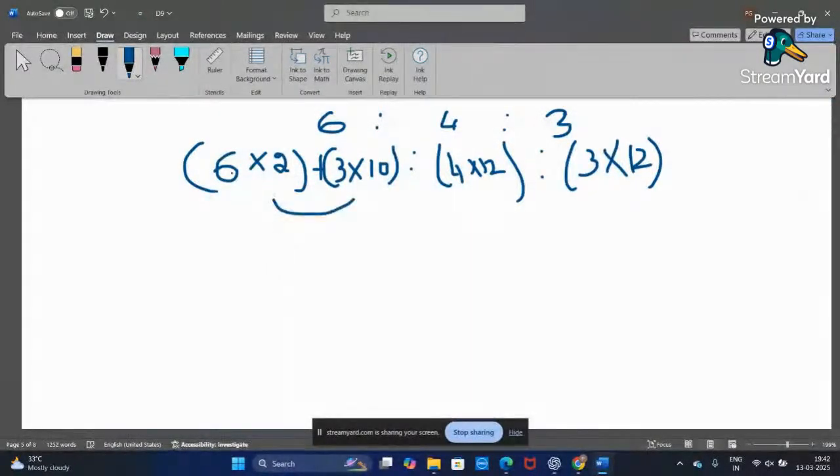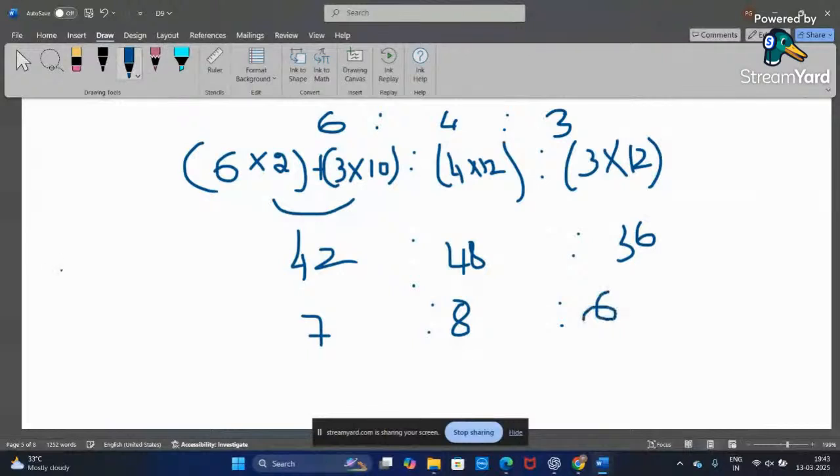Let us calculate this and tell me the answer. By calculating this, we'll get 6 into 2, it is 12, plus 30, it is 42. 4 12s are 48, and here it is 36. Simplify it further. These are the ratios we have got.